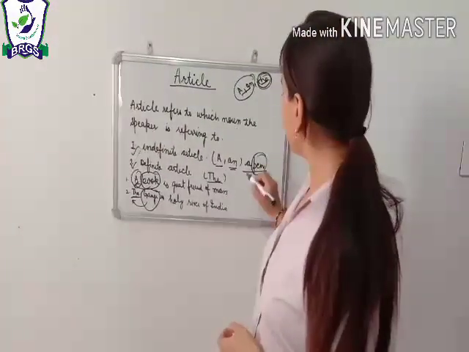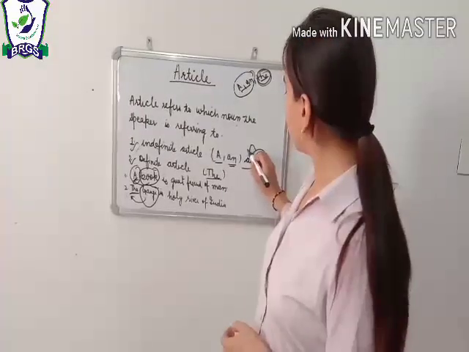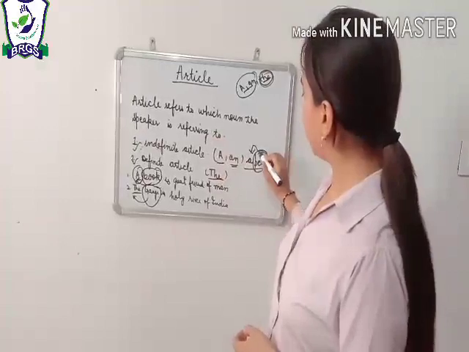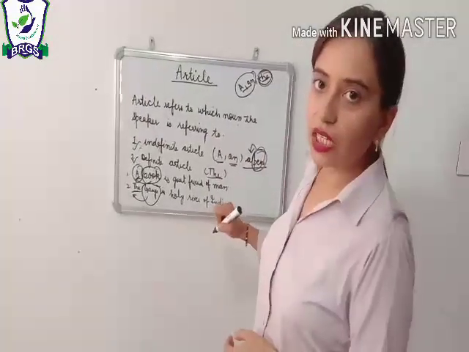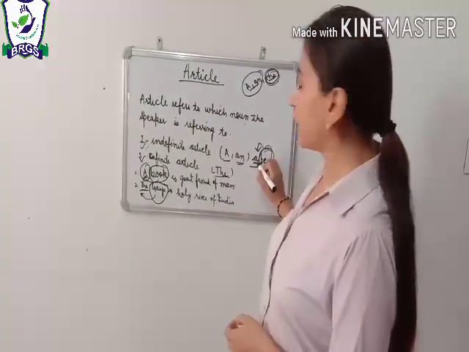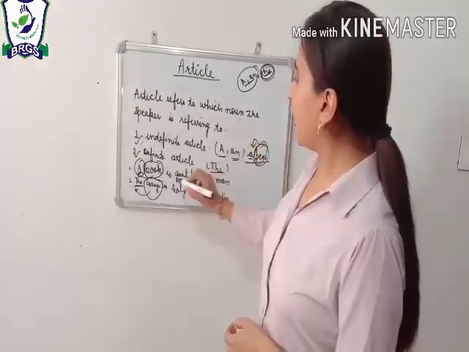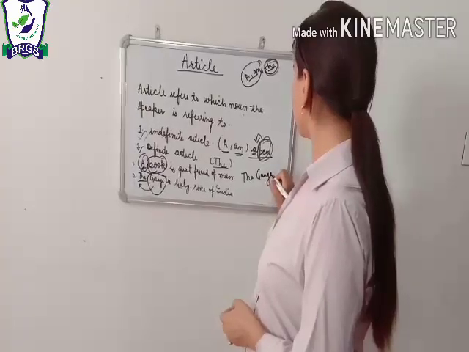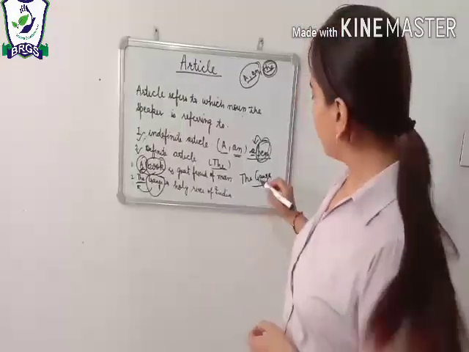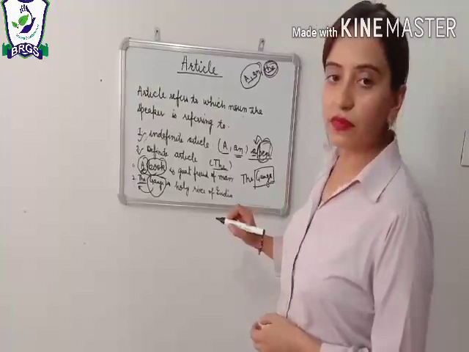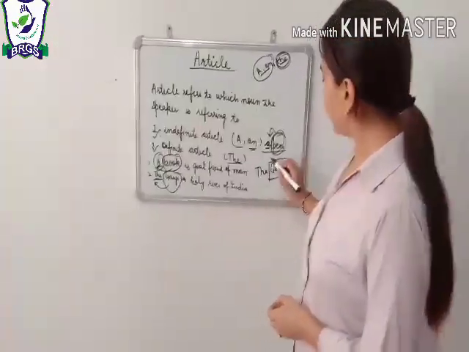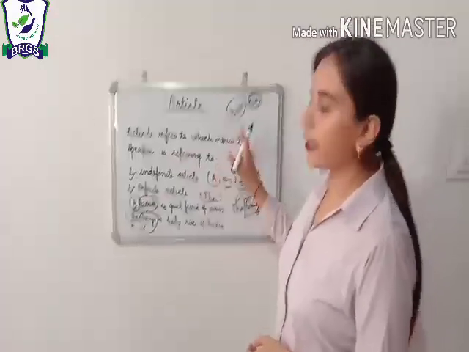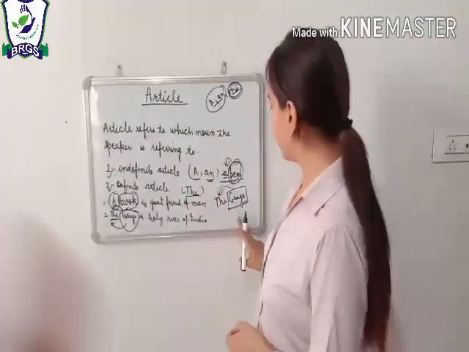Pen is countable here and it is singular, so we are using a. And if we go to the definition, a pen is a common noun, so we are using a here. And the Ganga. Ganga is a particular noun here. So we are using the definite article with the particular noun.